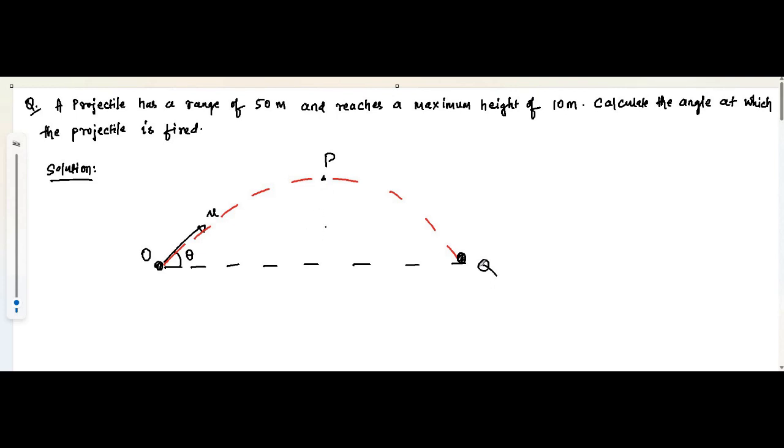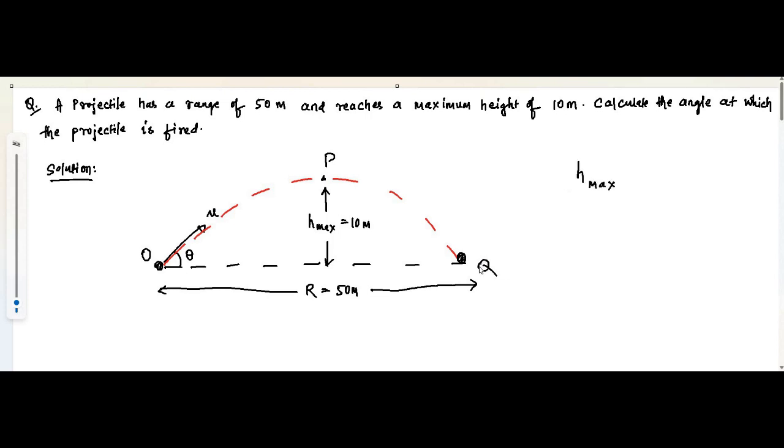Here what is given is that this projectile has a horizontal range of 50 meters, this OQ horizontal displacement, and a maximum height, from here to here, H max, equal to 10 meters. So using these two data, we have to determine the angle theta with which the projectile was fired. So first, the formula of maximum height.